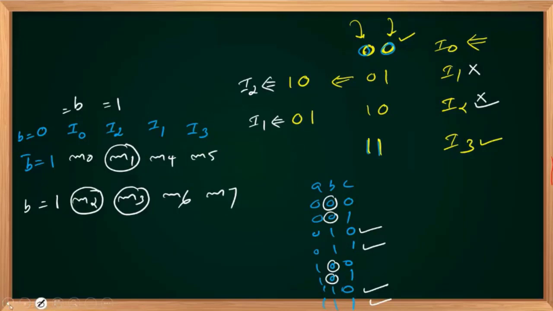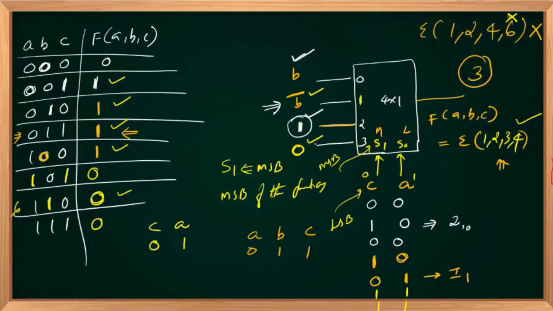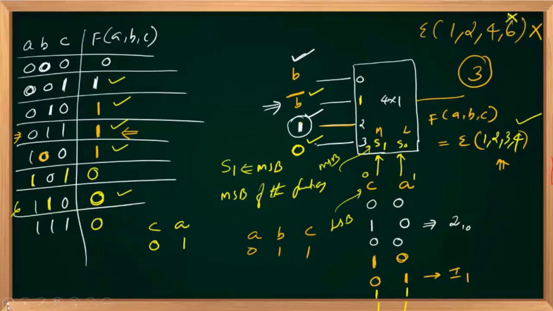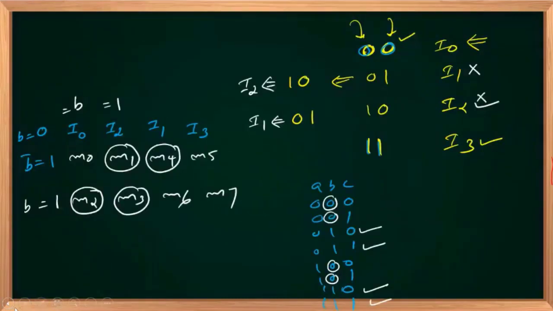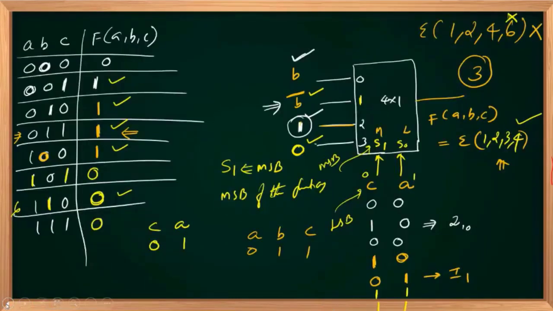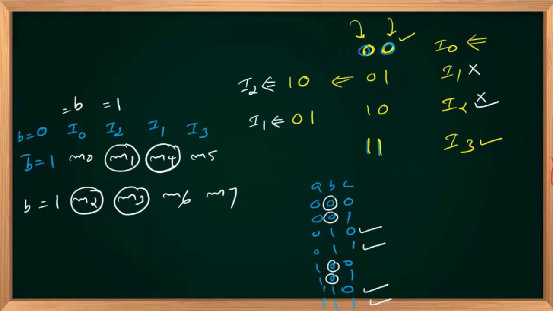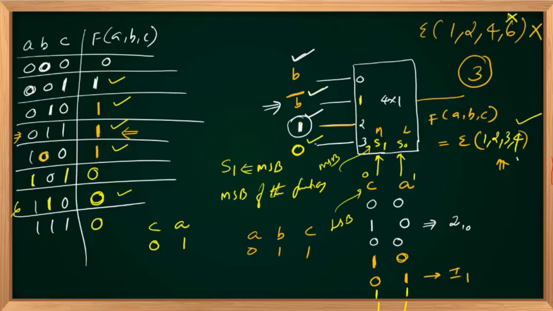Then look at I1. I1 is connected to B complement in the question. To get a B complement, we should circle M4. Right? Then what about I3? I3 is connected to 0. That implies none of these are circled. So the min terms are sigma 1, 2, 3, and 4. As expected, we got it as 1, 2, 3, 4.